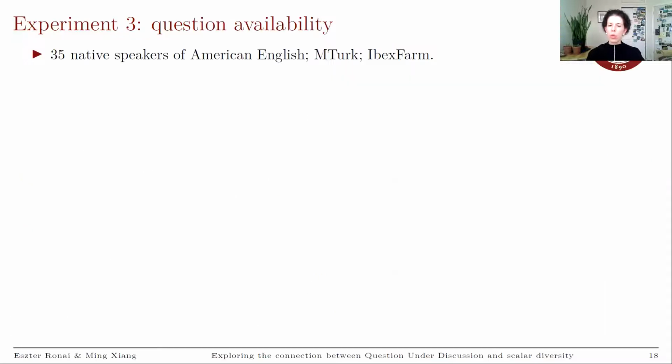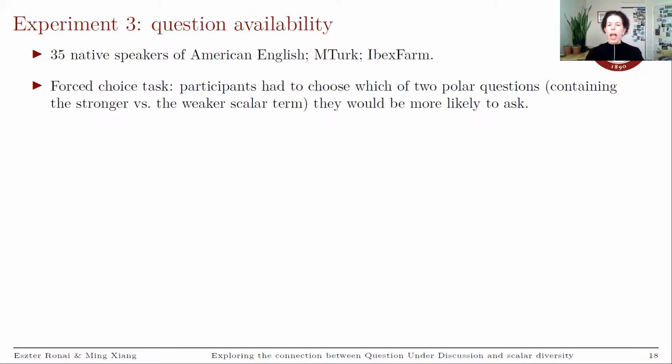And now let us turn to our third and final experiment, in which we explore question availability. As before, this experiment was done online on the web with native speakers of American English. And our third experiment employed a forced choice task. In particular, participants had to choose which of two polar questions, the one that contains the stronger versus the one that contains the weaker scalar term, they would be more likely to ask.